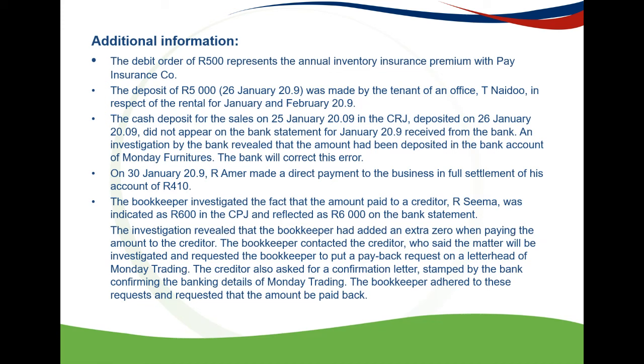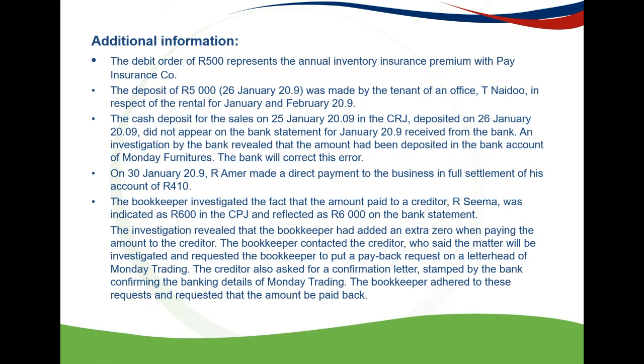The bookkeeper investigated the fact that the amount paid to a creditor, Sema, was indicated as 600 Rand in the CPJ and reflected as 6,000 Rand on the bank statement. Now, this tells us there's some other error. So the bookkeeper then had to go and investigate, because in the CPJ it was recorded as 600, but then on the bank statement it is 6,000. So either it's a mistake made by the bookkeeper, or it can be a mistake made by the bank.